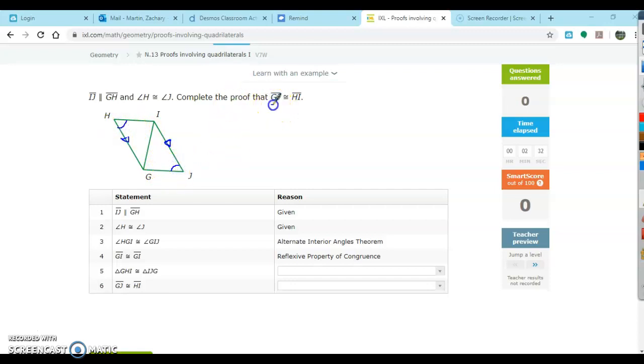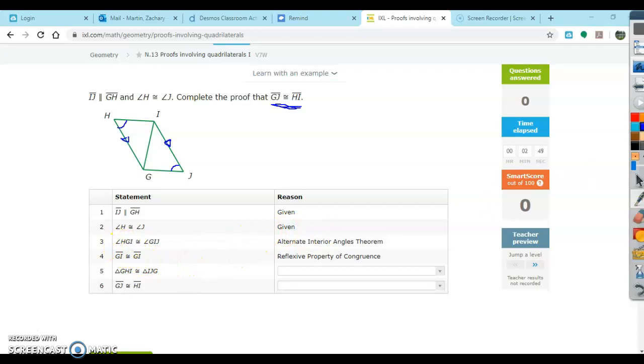Complete the proof that shows that segment GI is congruent to segment HI. So we know that IJ is parallel to GH, given, check. All right, and we know that angle H is congruent to angle J, given, fantastic.